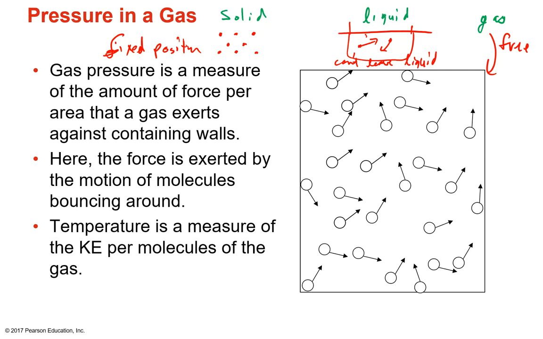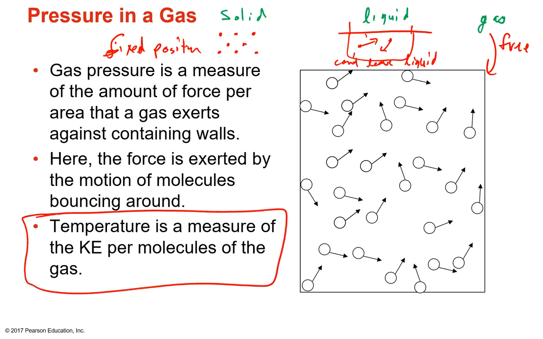So the pressure is the combined effect of all those molecules bouncing off of your body when they hit it. So that's what pressure is caused by in air or in water. It's the molecules bouncing off of you. Now notice here this statement. Temperature is a measurement of the kinetic energy per molecule of the gas.